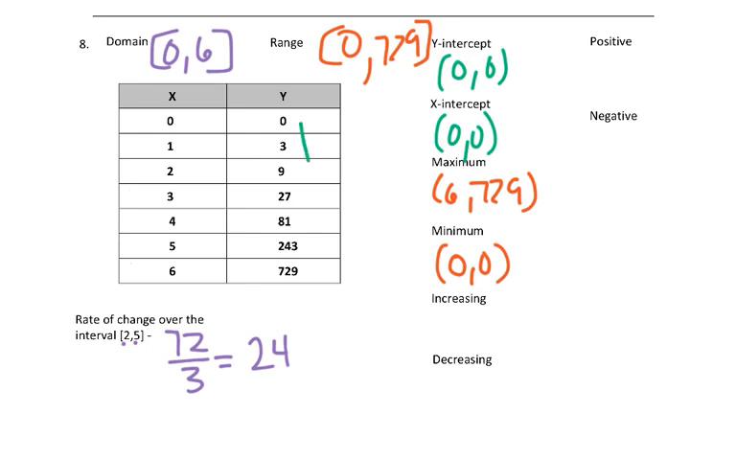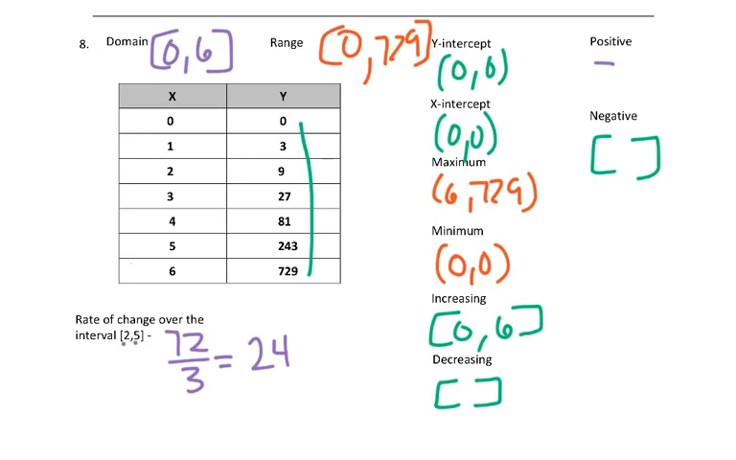Increasing from 0, it keeps increasing, so it's increasing the whole time, which means it's decreasing none of the time. It's also not ever negative, and that makes it always positive. So 0 to 6.